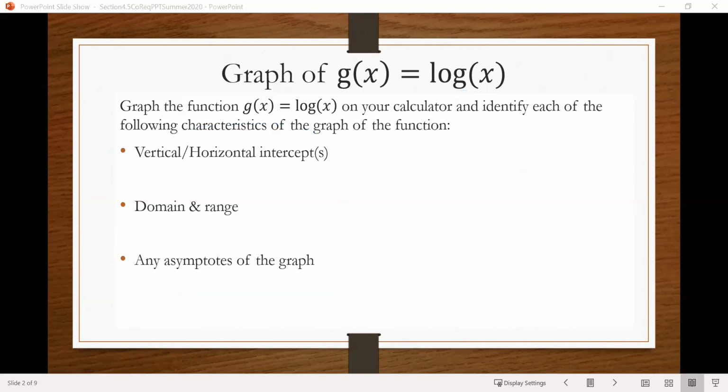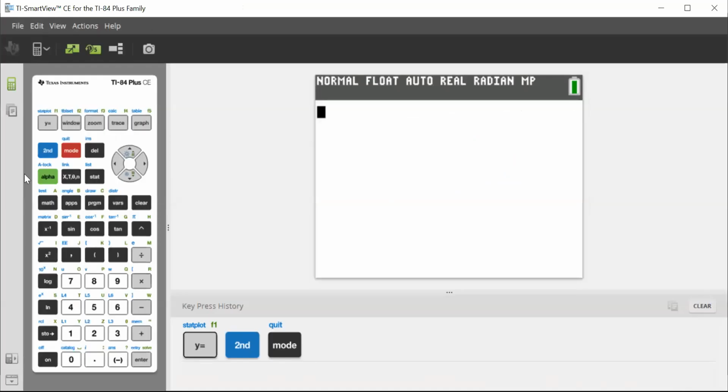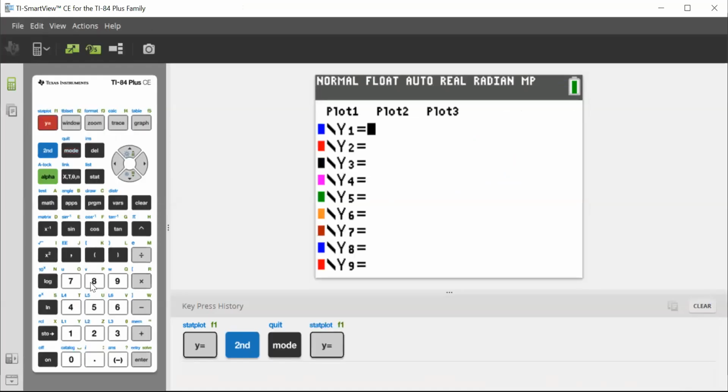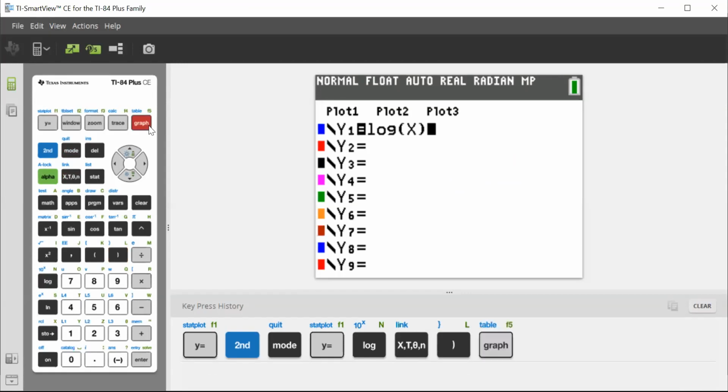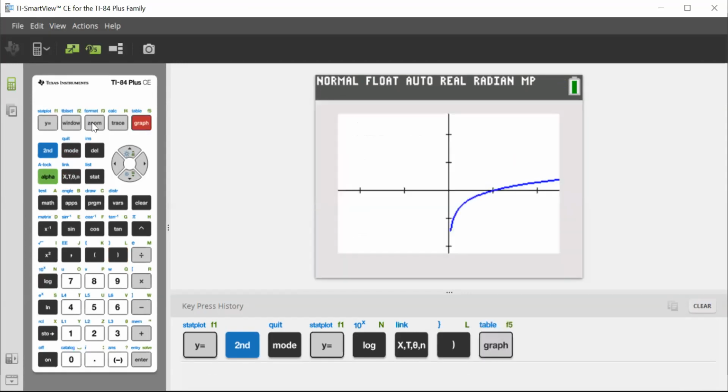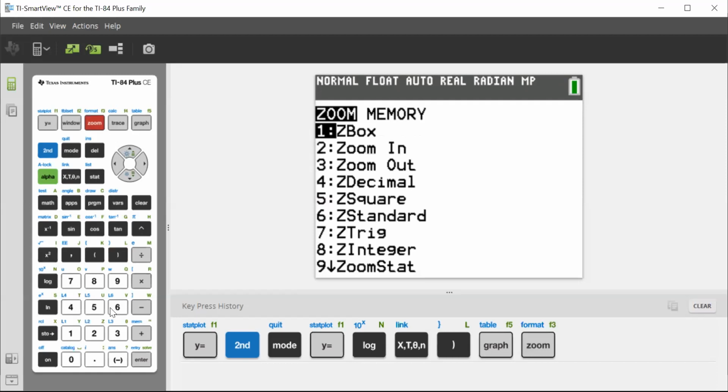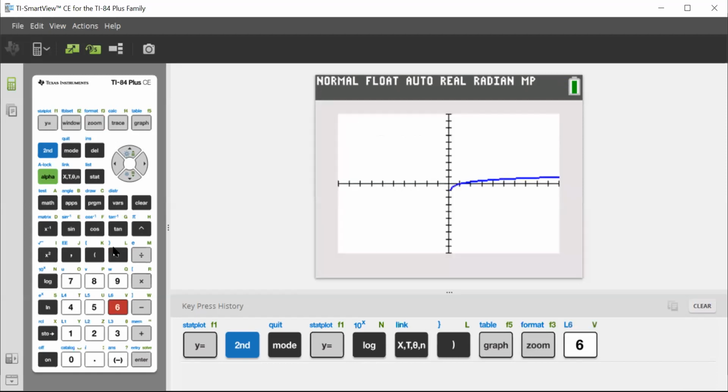So let's take a look at this. We'll go to our graphing calculator here, hit y equals, and put in log of x as the function we're going to graph. We'll go ahead and graph it. We're going to do a 10 by 10 window, so let's do zoom 6.